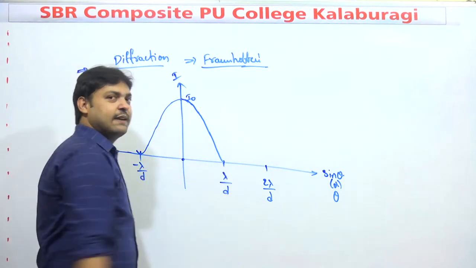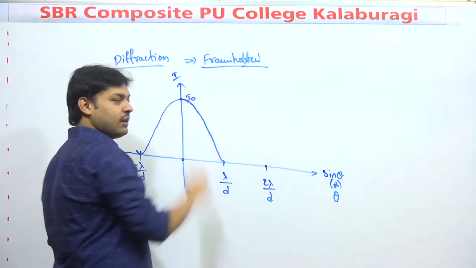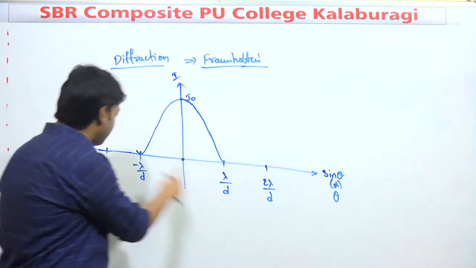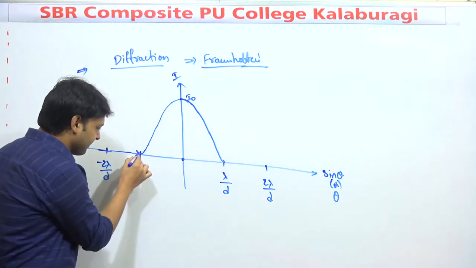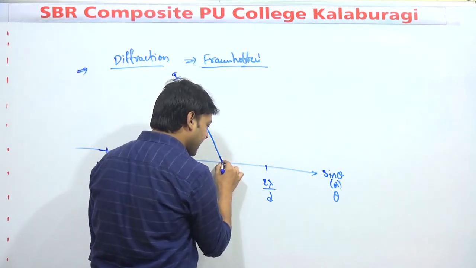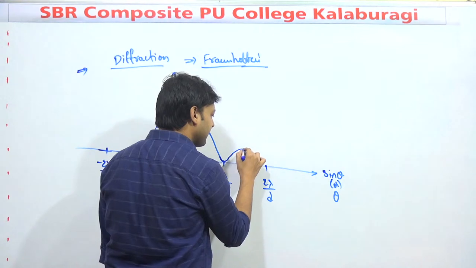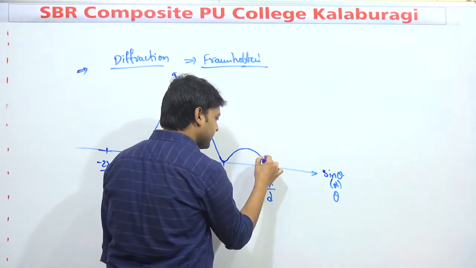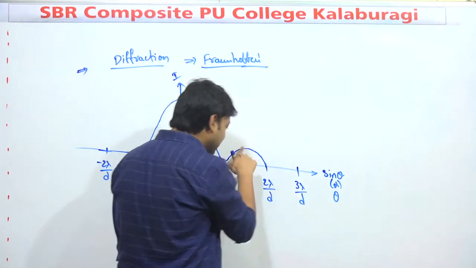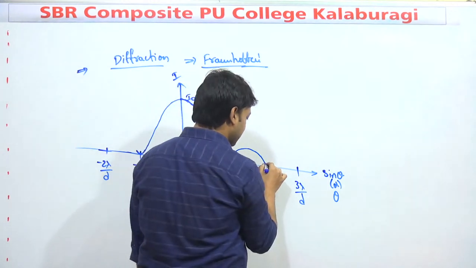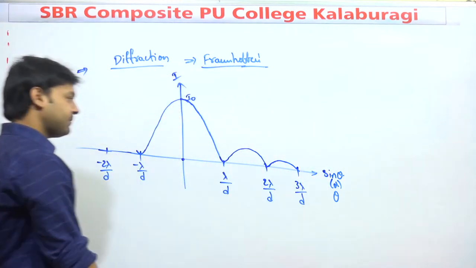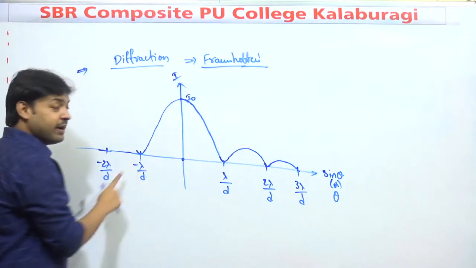So this is the way the curve will be. Maximum intensity I naught at the central bright band. Next, at lambda by d there is a minimum, so the intensity will be 0. Here at minus lambda by d, again the intensity will be 0. So again a dark spot will be there. From the dark spot the intensity increases again. Yes or no? Yes. Right? So again what will happen? For example, if I take 3 lambda by d, the intensity compared to this will decrease. Right? So now coming here, minus lambda by d, minus 2 lambda by d.